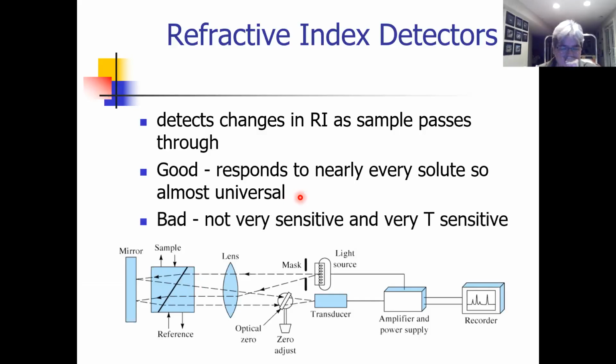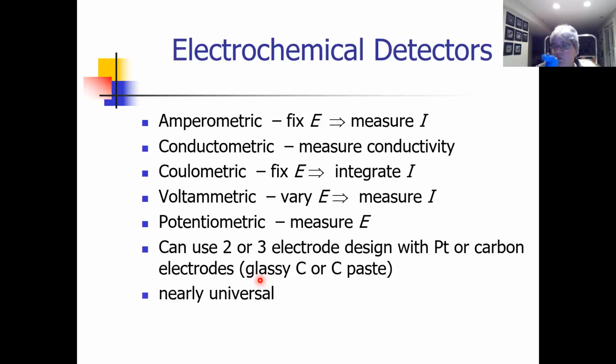However, this detector is not very sensitive, which means we cannot measure very low concentrations. And it's also very sensitive to temperature. So if you have even a small temperature change, that will affect your results. All right, one other kind of detector we'll look at are electrochemistry.